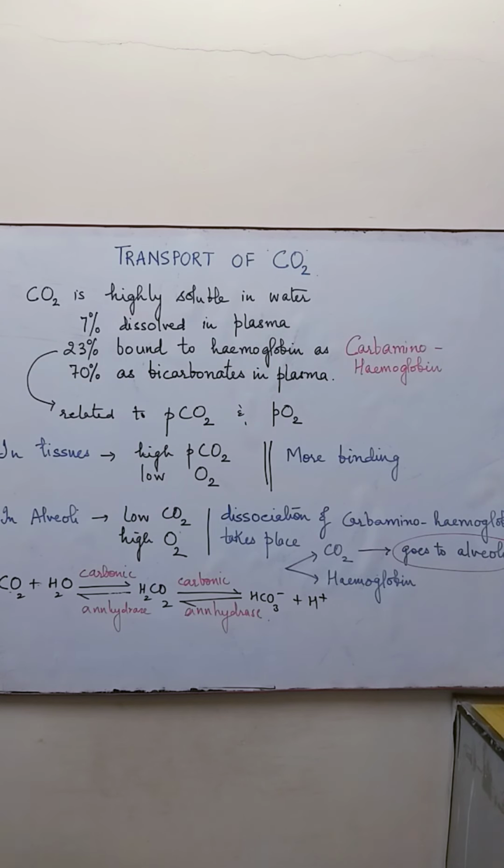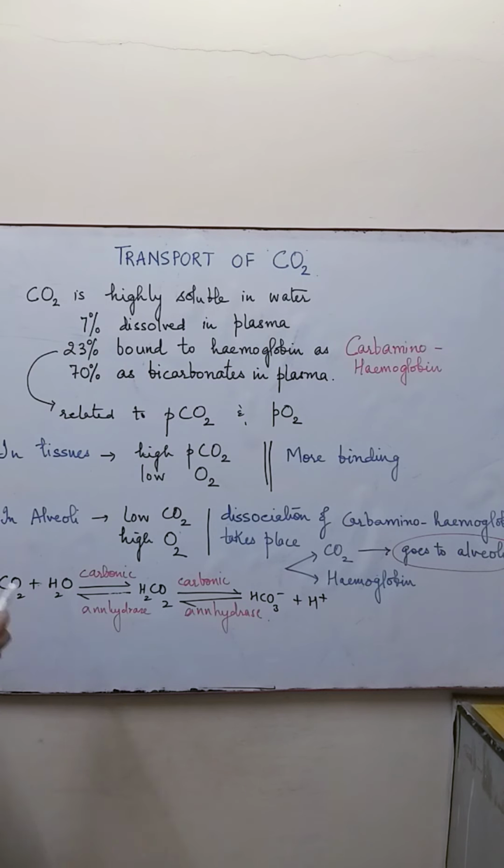Today's video, we will talk about the transport of carbon dioxide. Now, oxygen is transported with the help of hemoglobin because it is not soluble in water. Carbon dioxide, on the other hand, is highly soluble in water, and therefore the movement of carbon dioxide is much easier than that of oxygen.